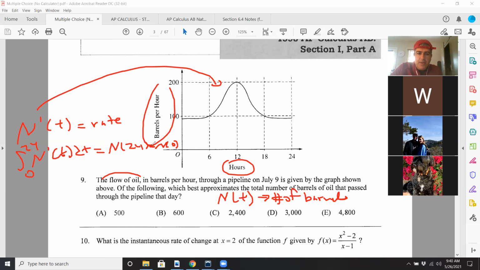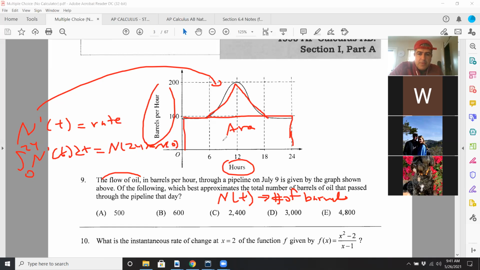That's really what's going on here. So really, I'm just finding the area, because that's what an integral is in the first place. So if this is an n prime graph, I want to integrate this to get the number of barrels of oil that's passed through. I just need to find the area here. And you actually have this rectangle and then this triangle right here.